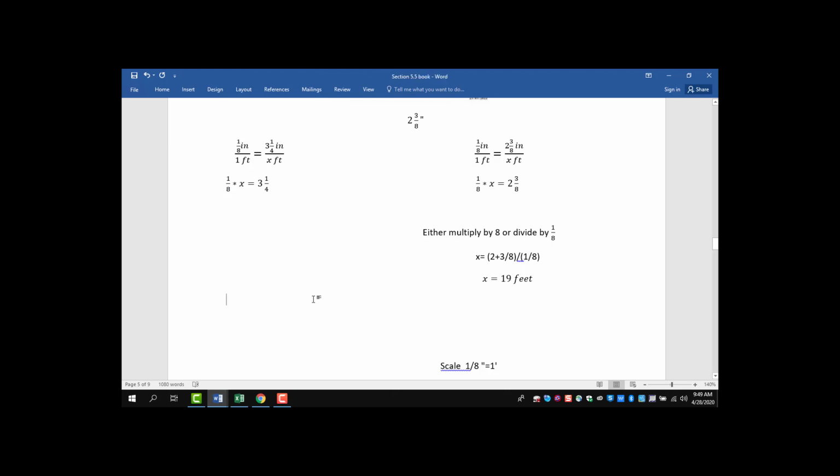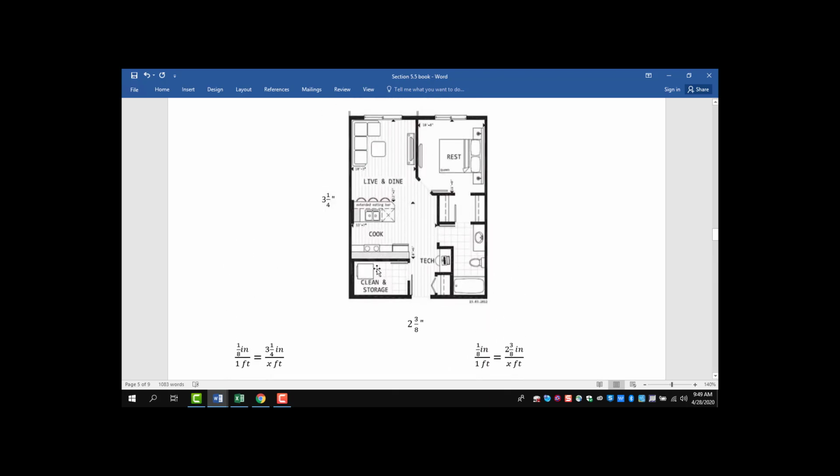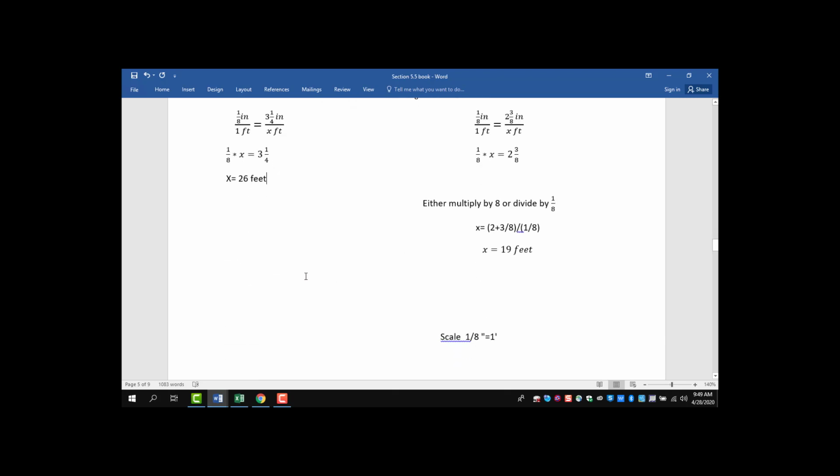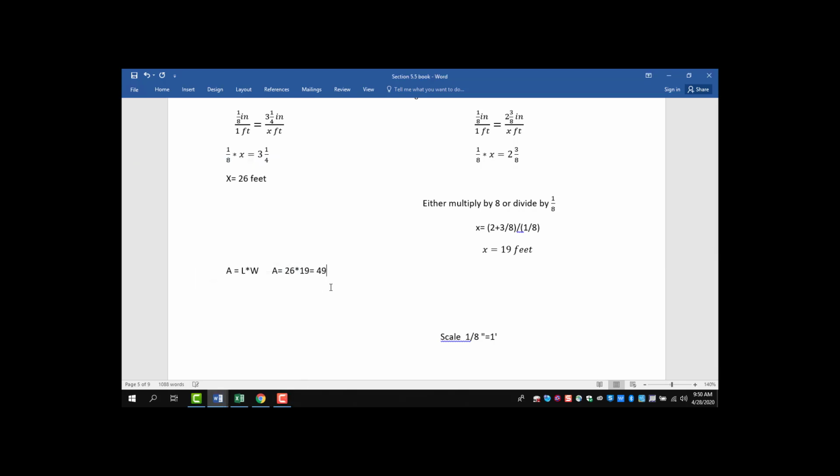Okay, so the last step is to find the square footage. And from the last section, this one here is 26 feet. From the last section, how do you find the area of a rectangle? That's basically what we're doing. And it's going to be area equals length times width, which in this case, area equals 26 times 19. Put that in your calculator and you get 494.